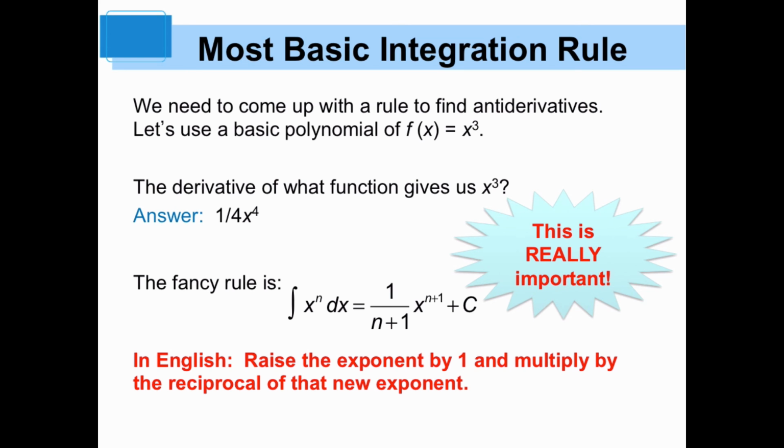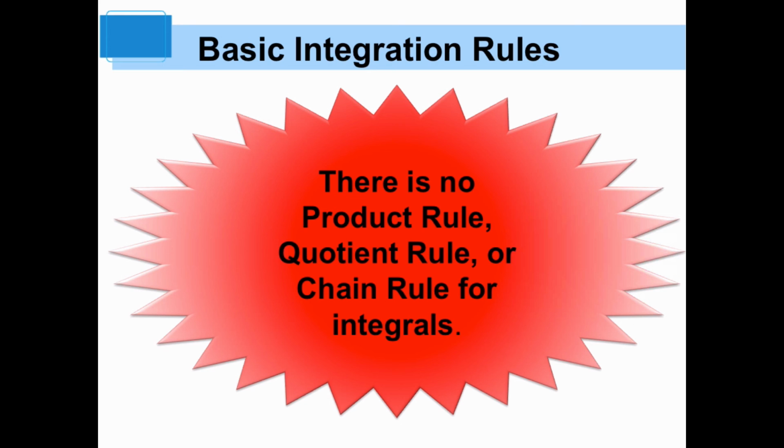Okay, so notice, this is really important. This is the basic rules for taking antiderivatives. There is no product rule. There is no quotient rule, and there is no chain rule. Do not try to use them. You will get it wrong.